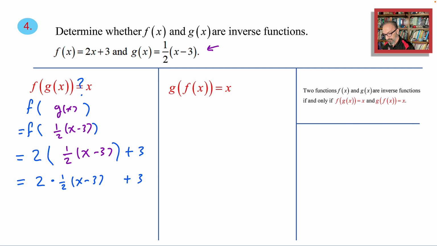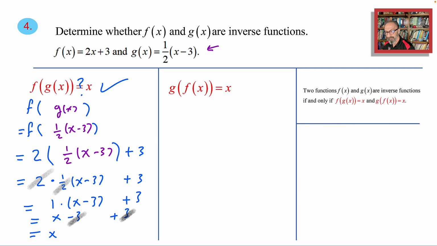These 2 will simplify to 1. That 2 and a half will give me just 1 multiplied by x minus 3 plus 3, which is just x minus 3 plus 3, and the minus 3 and the plus 3 cancels, and that will give me x as expected.